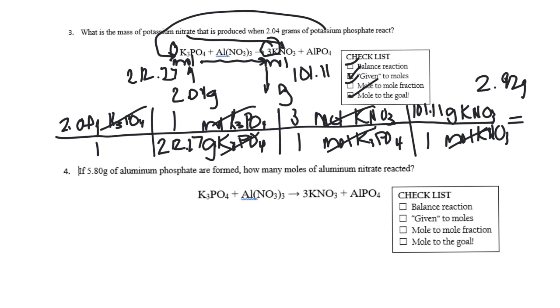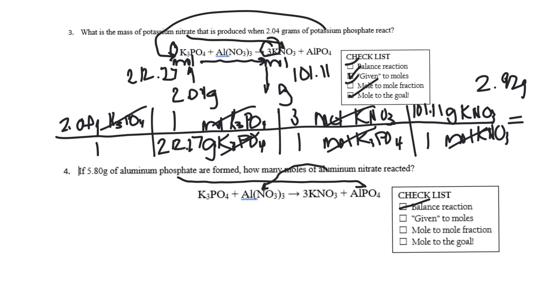Question 4. We have 5.8 grams of aluminum phosphate. How many moles of aluminum nitrate reacted? Well, first thing we do, mole is mentioned one time, so I'm going to need 2 conversions. Then I'm going to look, make sure the reaction's balanced, which it is. Aluminum phosphate is this right here. Aluminum nitrate is this right here.